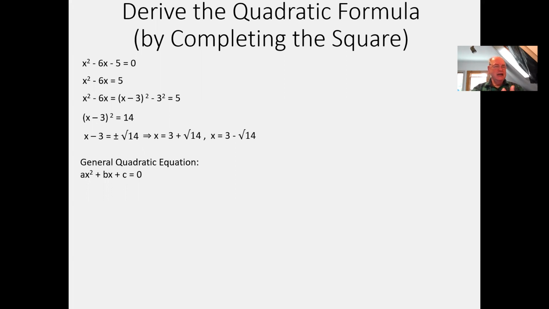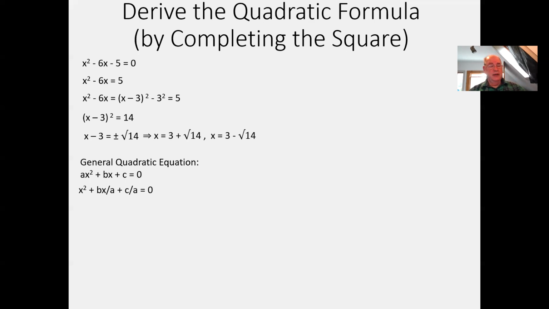Okay, let us apply the algorithm up above, not with 1 and minus 6 and minus 5, but to A, B, and C, and see if we can handle this working purely algebraically, following the algorithm of completing the square. Well, the first thing we have to do is get rid of that A, right?